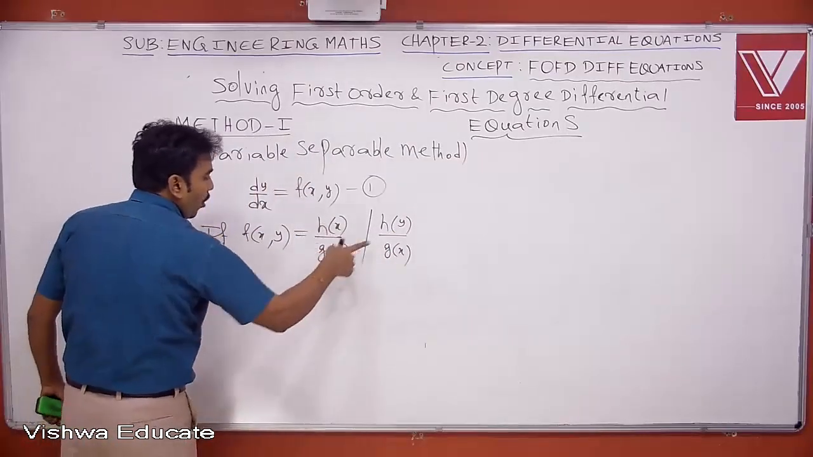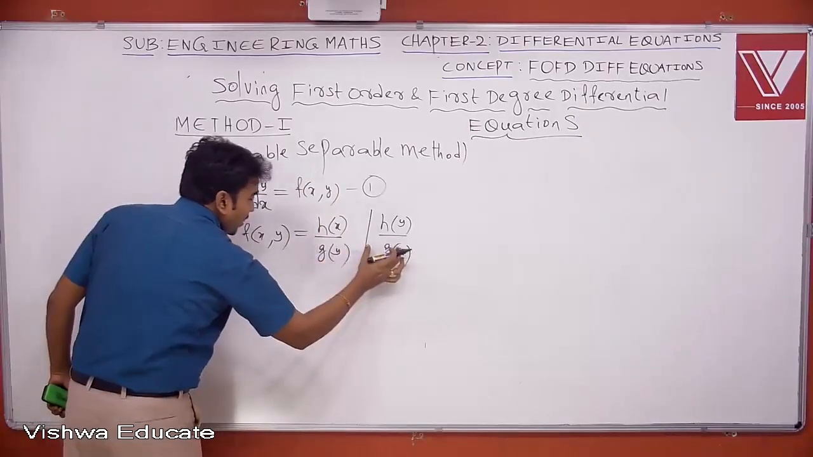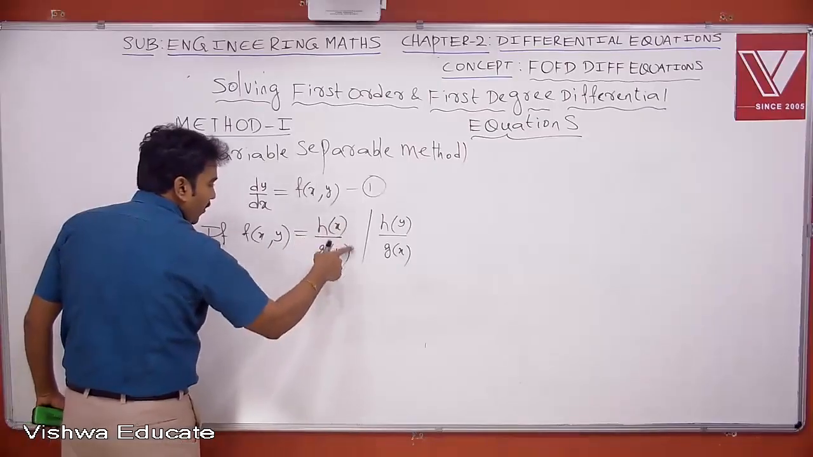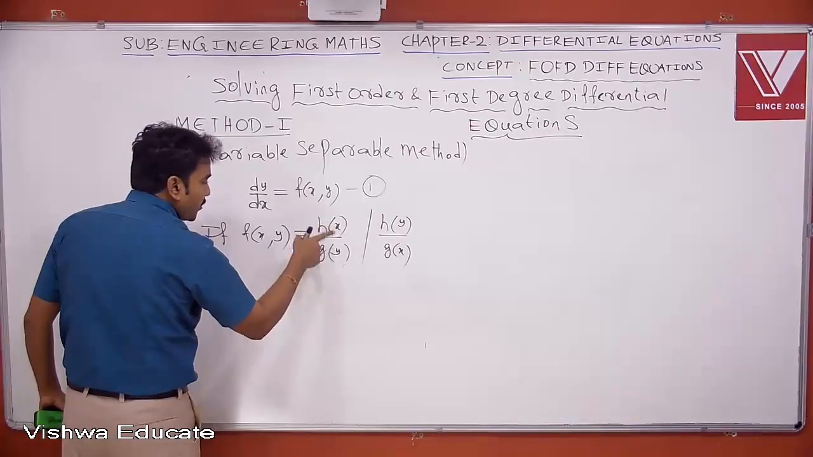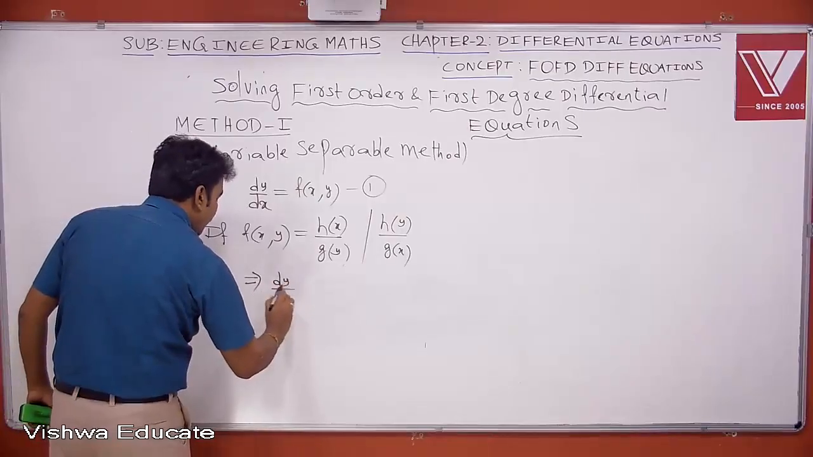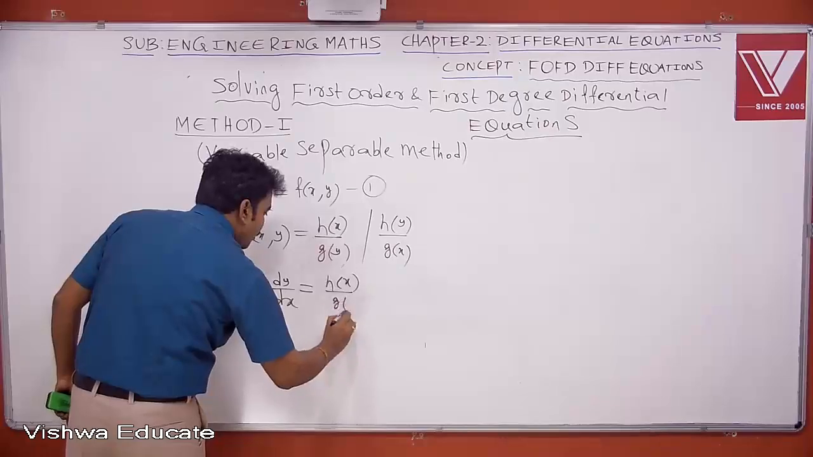Either this form or this form. Now I am going to explain the procedure for this case. The same thing you can handle even by this also. So f of x comma y equal to h of x by g of y, function of x divided by function of y. This implies my equation is reduced to dy by dx equal to h of x divided by g of y.